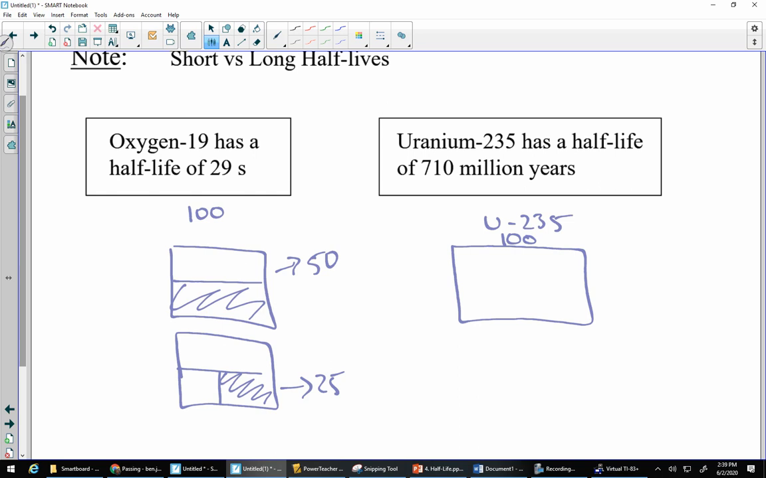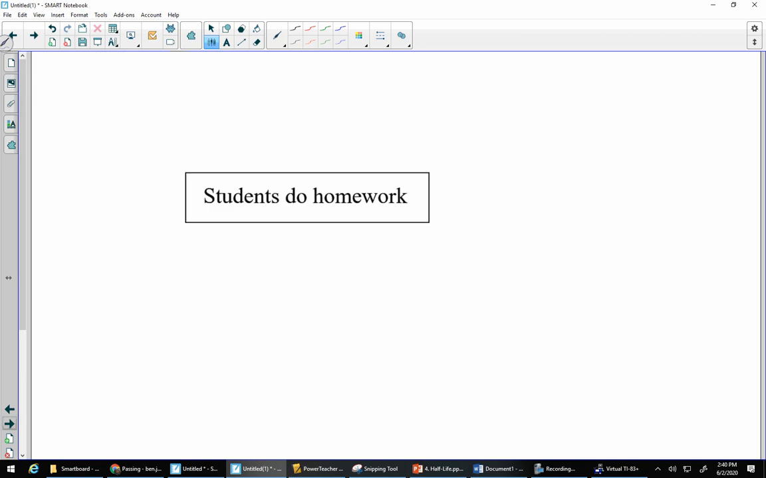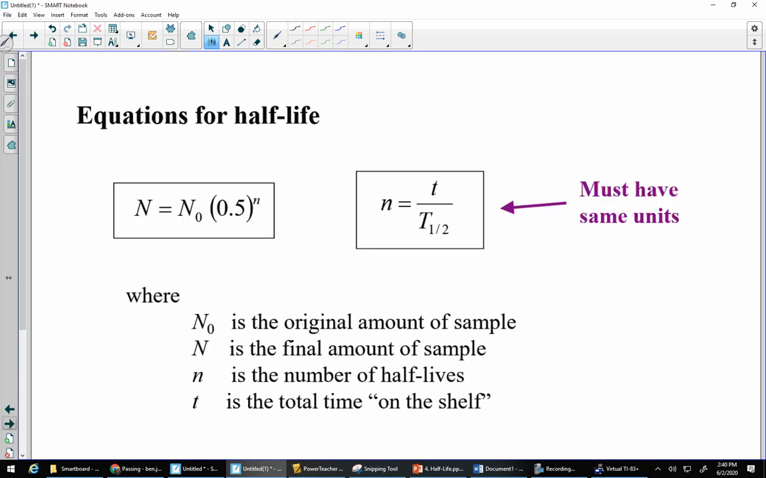For uranium-235, let's think about that. So after 710 million years, you would have the same number of radioactive emissions. Which one of those is giving off more per second? Obviously, oxygen-19. So long story short, a short half-life means more radioactive. We're not going to do that quite yet.